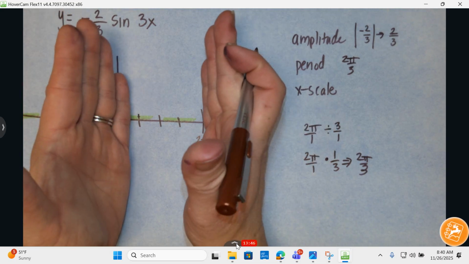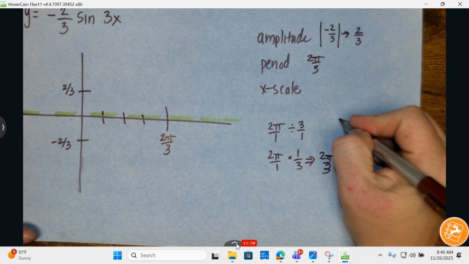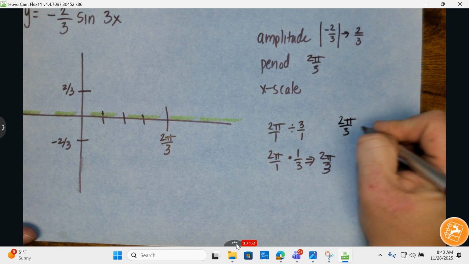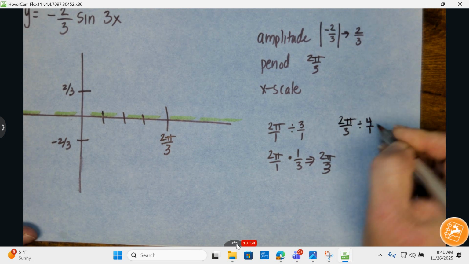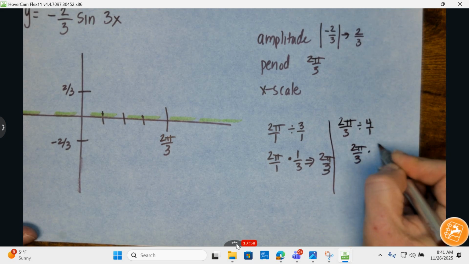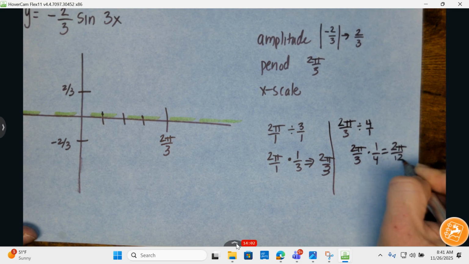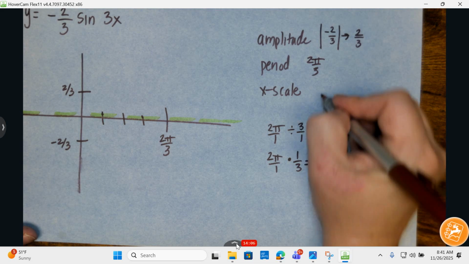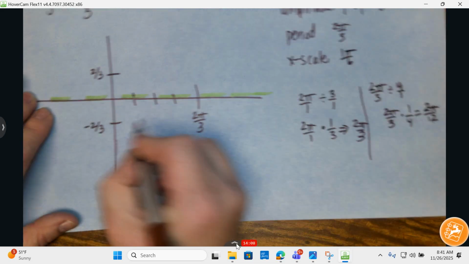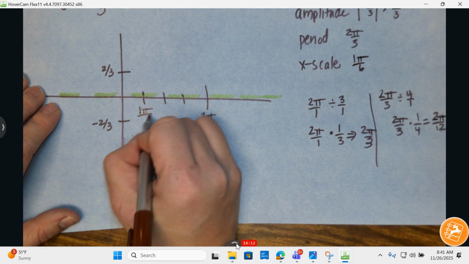We end at 2 pi over 3. How do I figure out the x scale? I take whatever that period is, and I'm always going to divide it by 4. Same thing, I'm going to go with stay, change, flip. So I have 2 pi over 12. Well, 2 pi over 12 reduces to 1 pi over 6. That means each step, between each step, has a horizontal distance of 1 pi over 6.